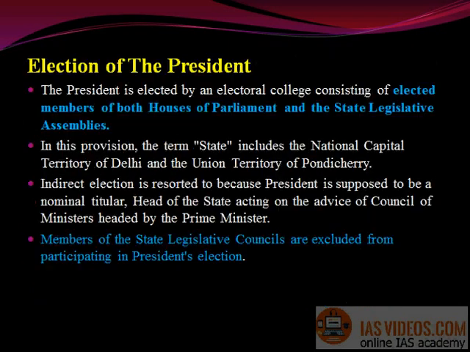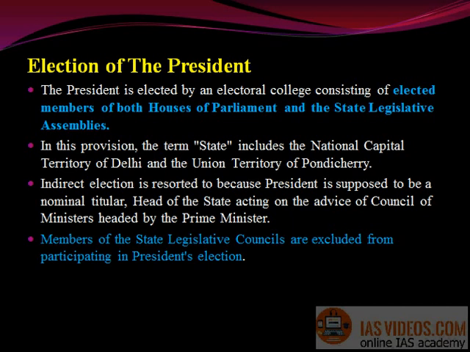Article 54. Election of the President. The President is elected by an electoral college consisting of elected members of both Houses of Parliament and the state legislative assemblies. In this provision, the term state includes the National Capital Territory of Delhi and the Union Territory of Pondicherry. Indirect election is resorted to because the President is supposed to be a nominal titular head of the state acting on the advice of the Council of Ministers headed by the Prime Minister.